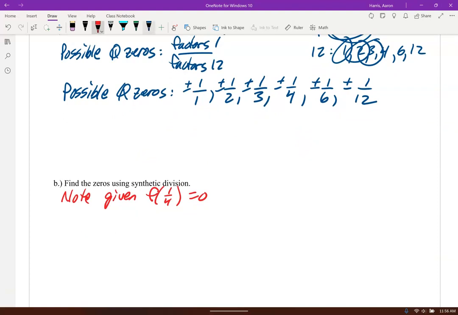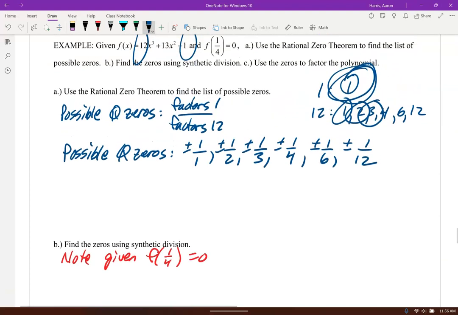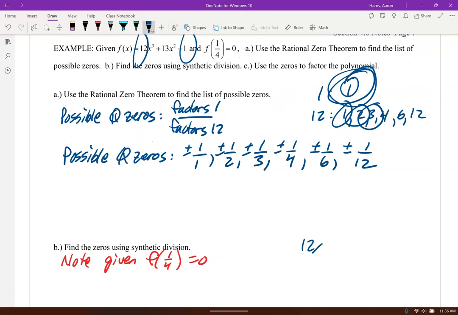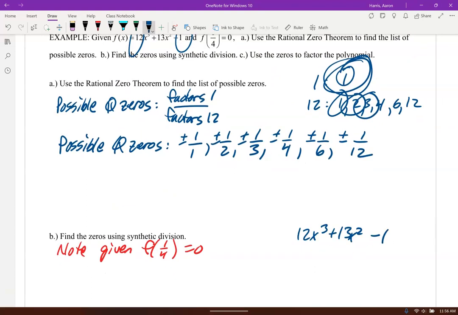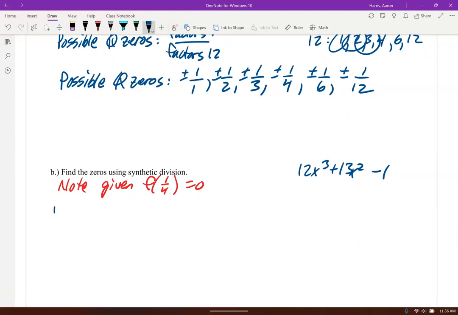So I'm going to go ahead. Well, let me write the function here. I've got 12x cubed, 13x squared minus 1. Right? We're trying to factor that. 1/4 is a 0. So x minus 1/4 is a factor. Let's put the leading coefficients in: 12x cubed, 13x squared, 0x, constant's -1.